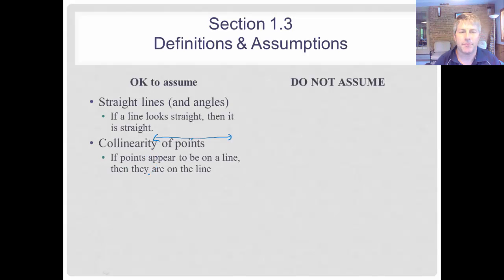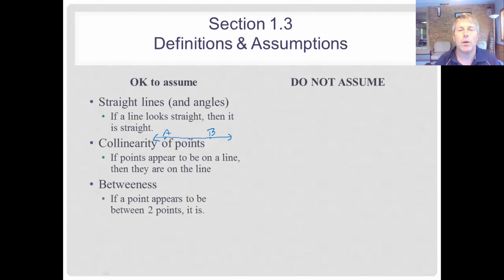Collinearity of points. We talked about collinear already. So if points appear to be on the line, they're on the line. We're not going to trick you or change things around on you and say, oh yeah, it looks like A and B are on that line, but they're really not. If it appears to be on the line, then it's on the line.